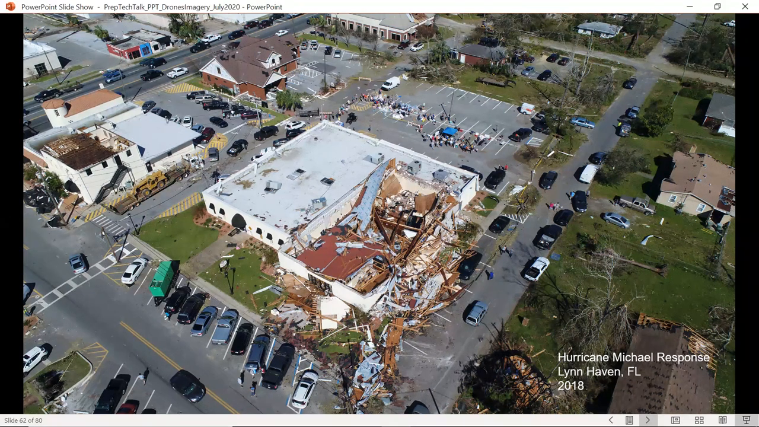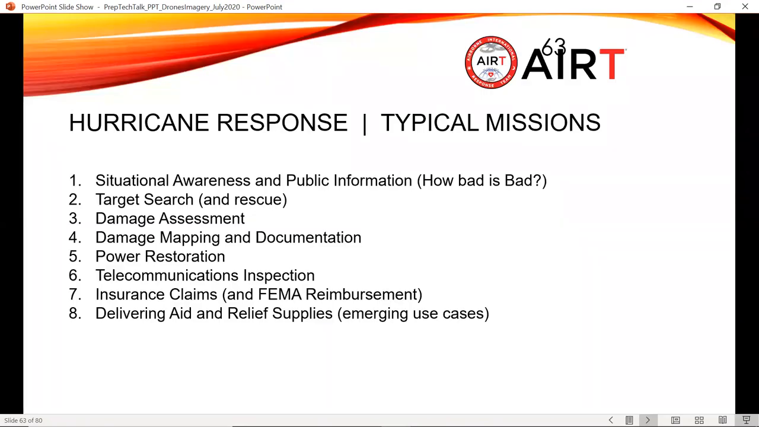And our job is somewhat pointless if we can't tie the imagery we're collecting with georeference data on the ground. So again, we focus with AIRT on hurricane response missions. The typical missions we'll fly are situational awareness and public information. How bad is bad, as you heard Chief Werner talking about earlier. We'll do target search, which will then facilitate the rescue, damage assessment, damage mapping and documentation. We work a great deal with power restoration missions, telecom inspection, and insurance claims. And eventually we're starting to experiment with delivering aid and relief supplies using drones and other unmanned systems. And there's a lot of research going on, not only here in the US, but around the world on that. So it's really a new, exciting forefront of how these systems are being used.